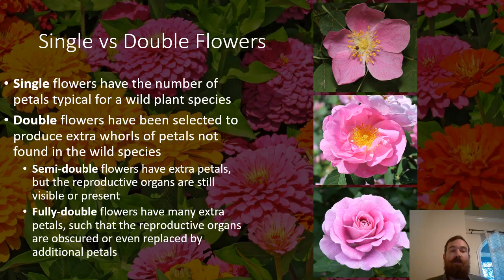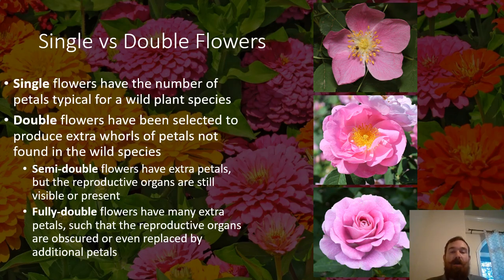Normally, wild plants have what we call single flowers, so they have just one layer of petals, or whatever layer, however many petals is normal for that wild species. Double flowers are those that people have selected to produce extra whorls of petals. So they're basically adding more and more and more petals and additional floral whorls of them.